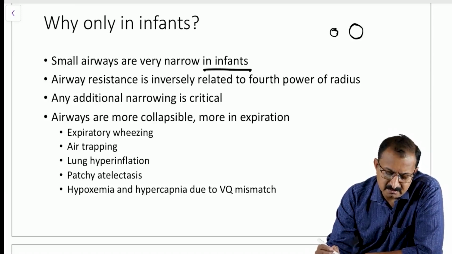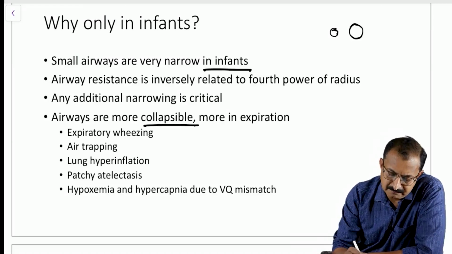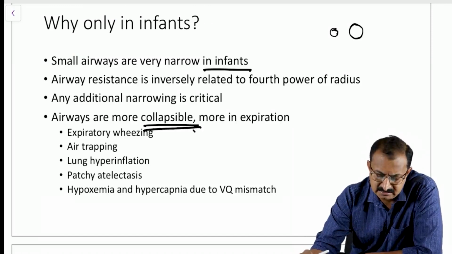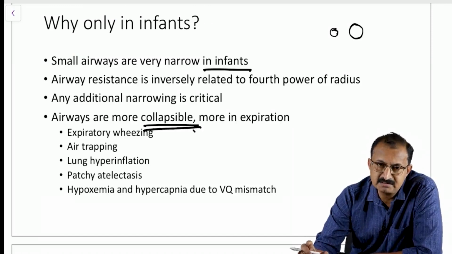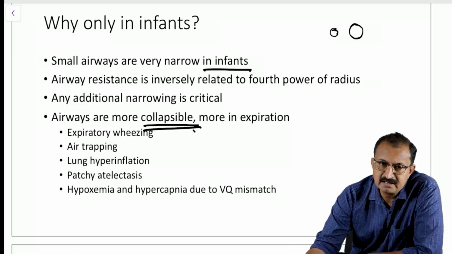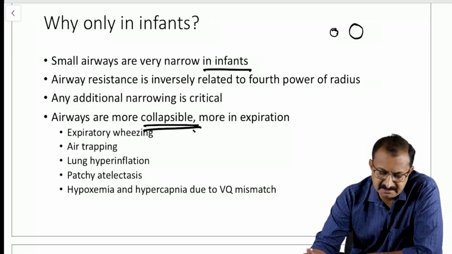Again, the airways are more collapsible in infants compared to older children and adults, and that collapse is more in expiration. So when the airways are collapsed in expiration, that leads on to expiratory wheezing. Also it leads on to air trapping.